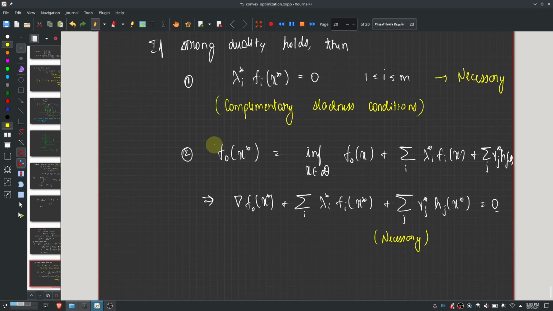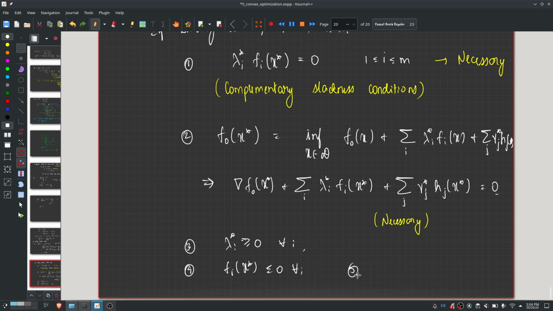Now, of course, since x star as well as lambda I star nu star should satisfy all of the corresponding constraints, we must have lambda I star greater than or equal to 0 for all I, and fi of x star less than or equal to 0 for all I, and the last point being that hj of x star should be equal to 0 for all j. So this is the complete set of the KKT conditions.